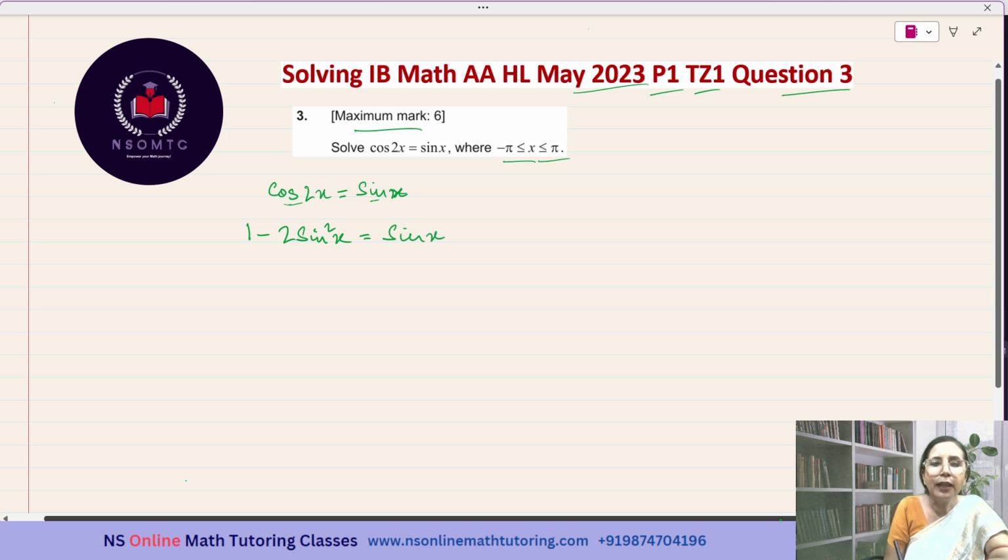And this is a quadratic equation. You may substitute if you feel that you will not be able to handle this sin x. Okay, I'm substituting. Let a equal to sin x. Therefore, 1 minus 2a squared is equal to a.